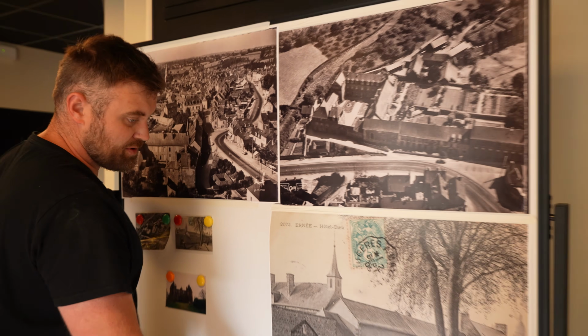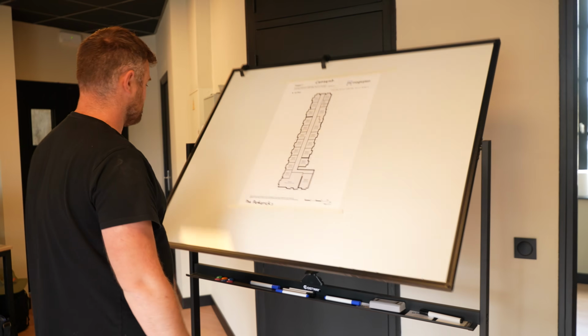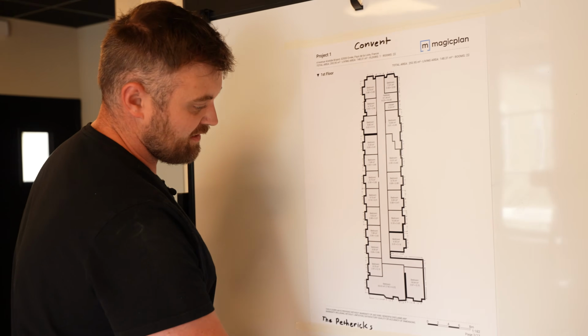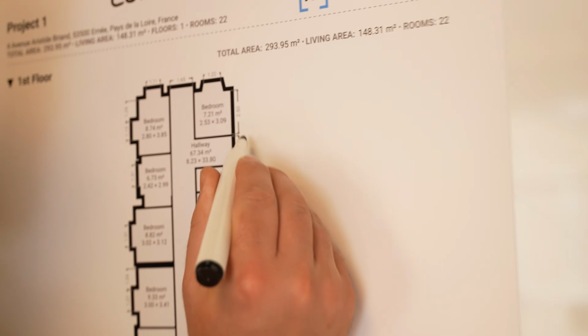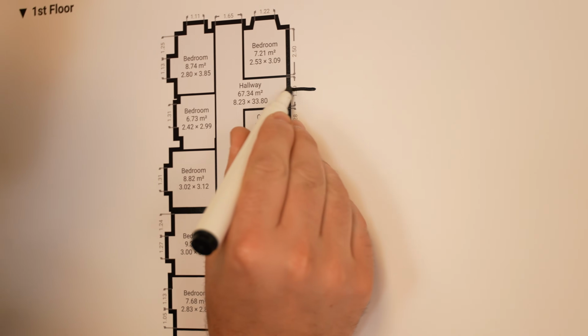Anyway, let's get to the point. Is it this way around? Yes. This is our floor plan. So the lift shaft is here, and you come into this hallway. So we come in this way.